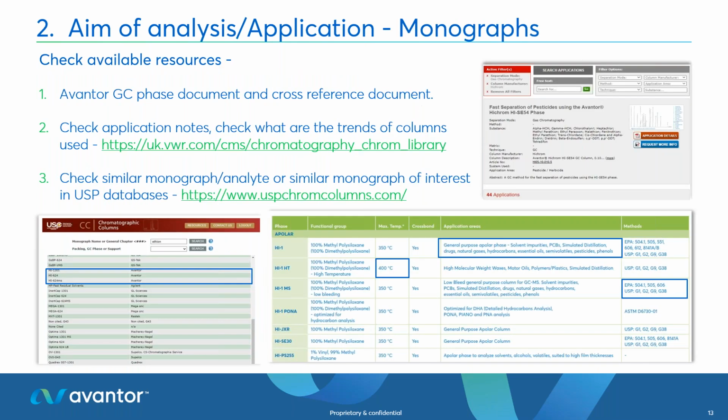There are a number of resources out there, along with USP and then other monograph resources. We have a GC phase document and a cross-reference document to help with offering columns that may be suitable for your application, or cross-references for columns that you're currently using. We have some application notes, and that resource is building every month. We're adding more and more technical notes and application notes for GC. And then also, if you're having a look at the specific USP phase that has to be used for certain methods, you can also check that as well.